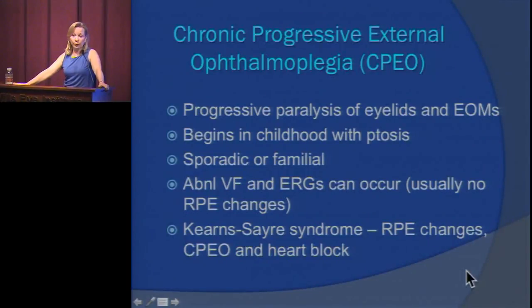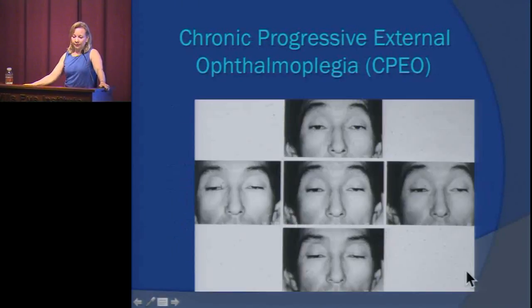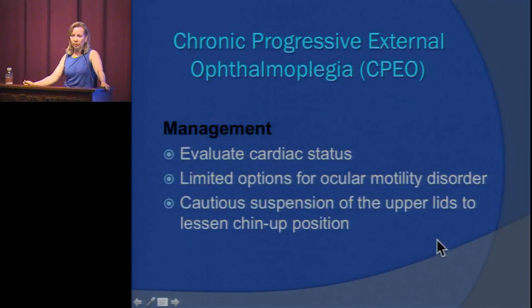Or you can have what's called the Kearns-Sayre syndrome. This is a frequently asked question on boards, showing the RPE changes, CPEO, and a heart block. This is showing you a significant CPEO, where there's just total limitation of movement in all gazes and a significant ptosis. And again, usually this is progressive, and you have no reason for the ptosis, you have no reason for the eye movements, and you'll just slowly see the eye movements go out. So you'll know it's CPEO, and there's no neurological problem when you evaluate them neurologically.